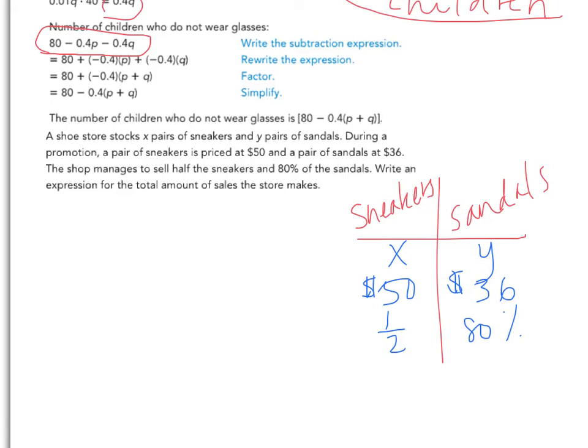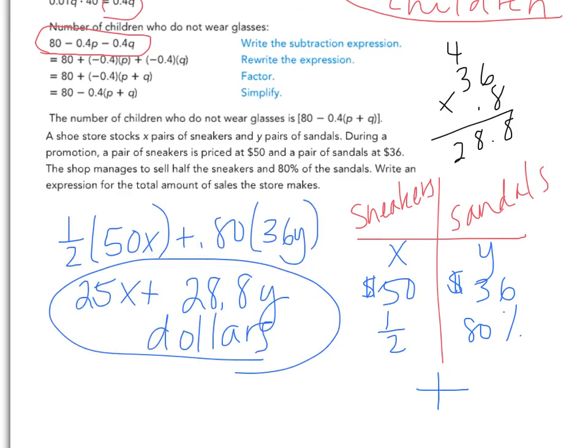Then it says the shop manages to sell half the sneakers, so I put a half under the sneakers, and 80% of sandals, so I put 80% under the sandals. Okay, and now it says write an expression for the total amount of sales the store makes. So if I'm total sales, that means when I'm done with this, I'm going to add the stuff together. Okay, so go ahead and try to figure it out from there.